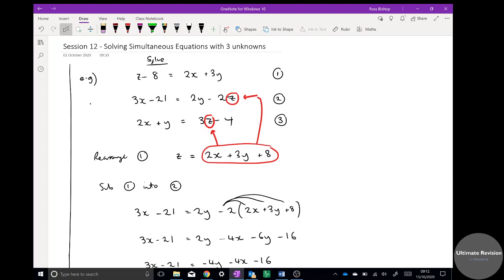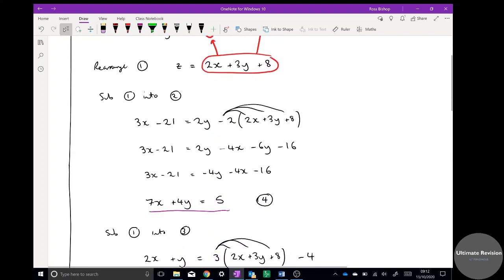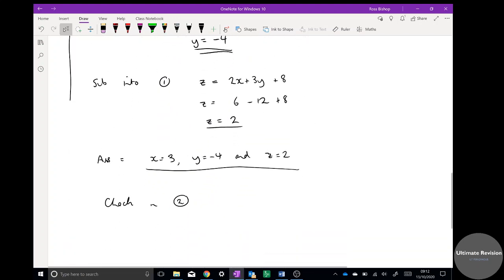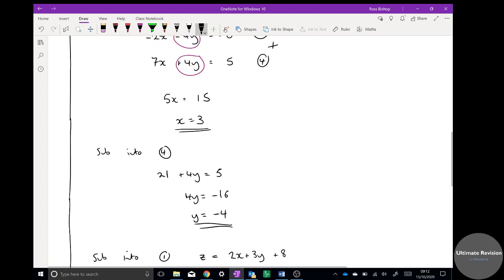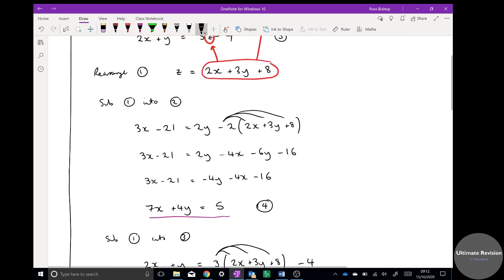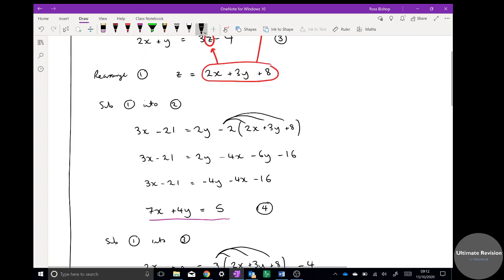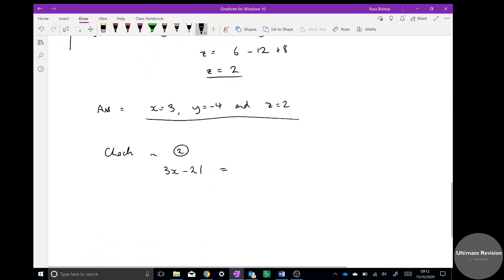So right back at the start, 3x minus 21 equals, let's see what it was again, 2y minus 2z. Let's just see if that works.